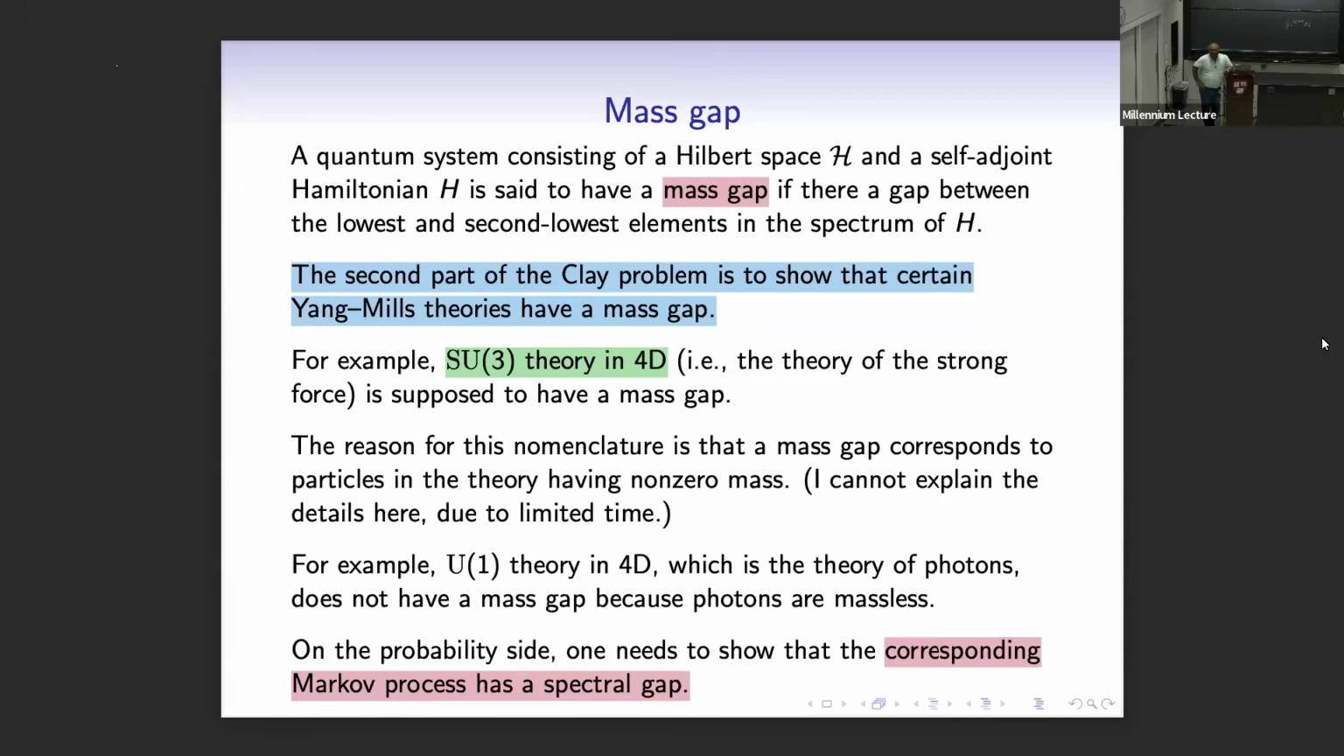So on the probability side, if you consider this Markov process that we talked about, this is what you need to show: that this Markov process has a spectral gap. But you can say it in a different way also. Spectral gap means that X_t and X_s become exponentially uncorrelated, exponentially fast, as the gap t minus s increases. So this field that you have constructed over space-time should have exponential decay of correlations. That's what you really have to show.